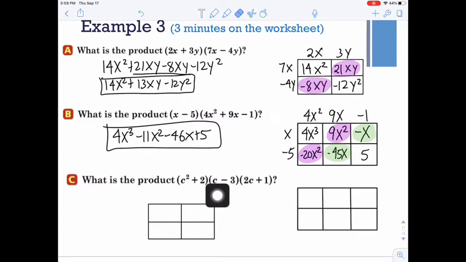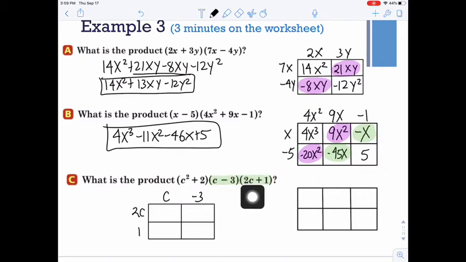So notice that here we have a c and a constant, here we have a c and a constant as well, here we have c squared and a constant. If you pick the ones that have things in common, you'll end up with fewer different terms. So c and a constant will give me more like terms than if I were to use c squared plus 2. So I'm going to save c squared plus 2 for the end.